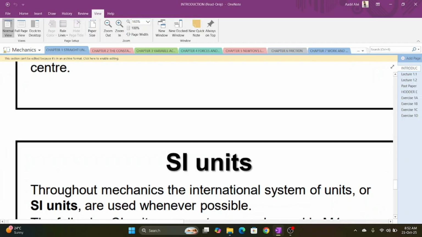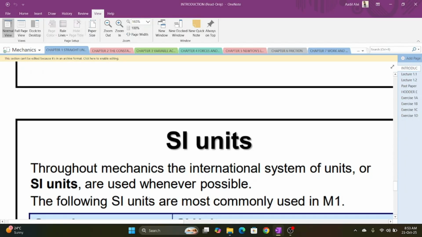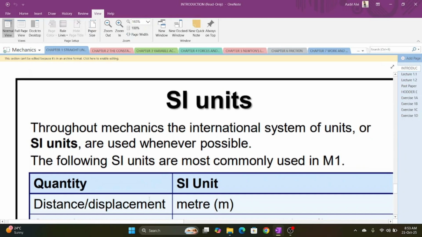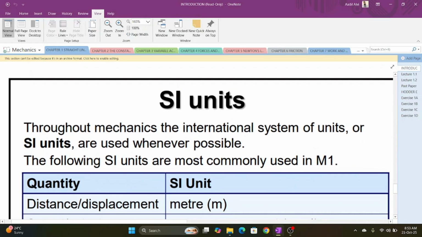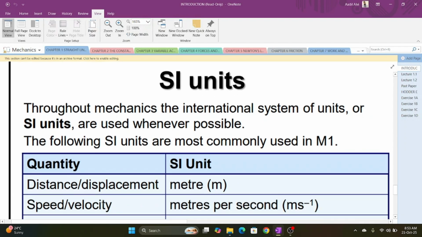Then comes the units that we use to measure different physical quantities. Throughout mechanics, the International System of Units, or SI units, are used wherever possible. The following SI units are most commonly used in M1. When we are talking about distance or displacement, it is measured in meters. When we talk about speed or velocity, it is measured in meters per second.